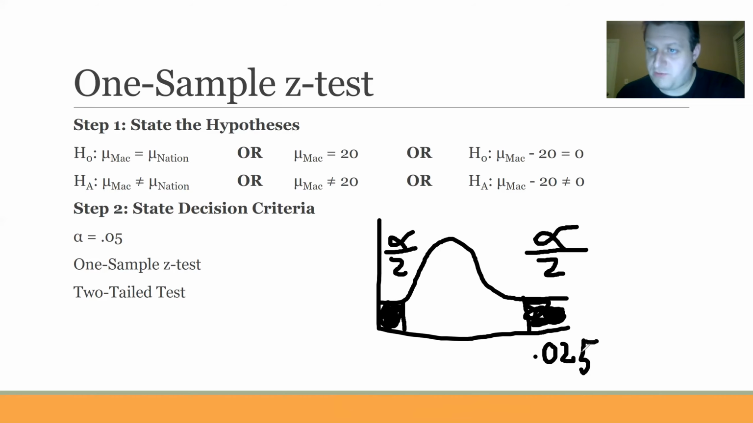So we need to look up the spot in the z-table in the standard normal distribution in which the area above that score is 0.025, and the area below this cutoff is 0.025 as well. So let's go and look at that.